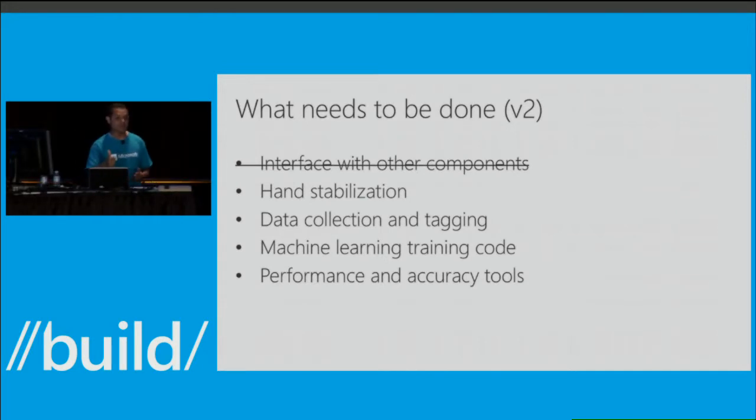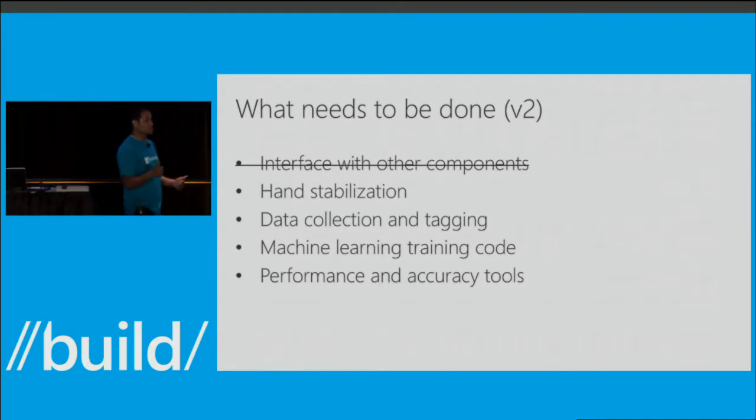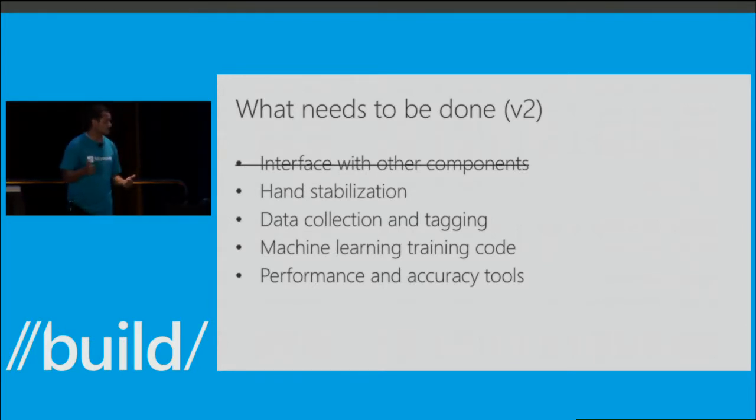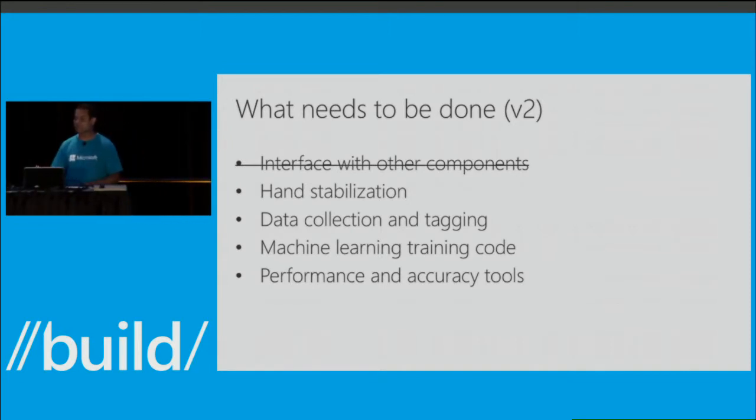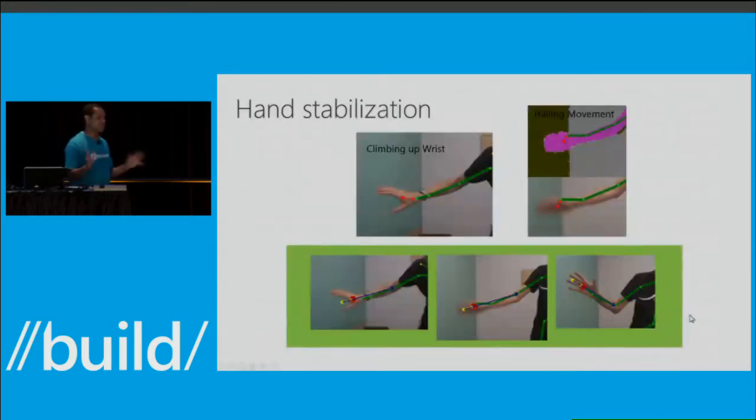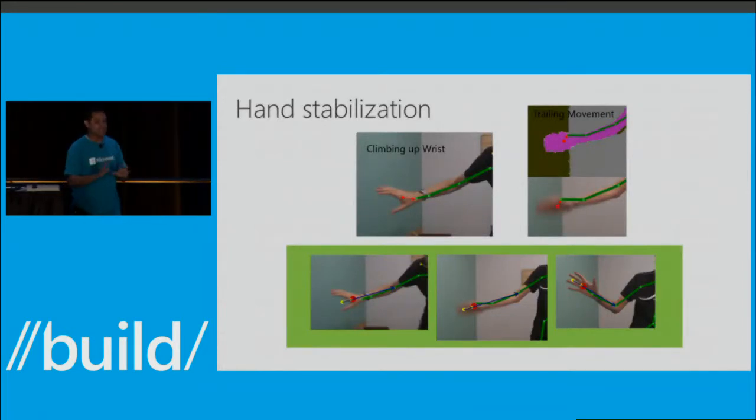So now we know that we have an interface with other components, but we need to solve this problem of hand stabilization. We need to continue and finish our data collection. We need to do the machine learning code. And we need performance and accuracy tools, because we need to measure this. Hand stabilization can take its own presentation.